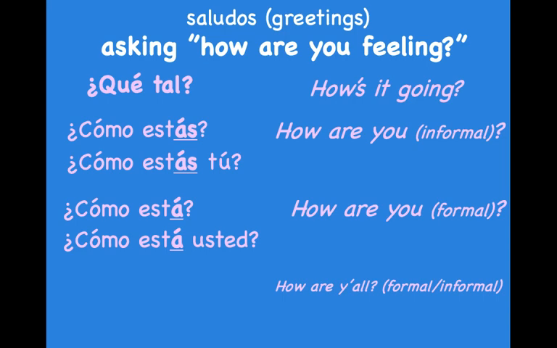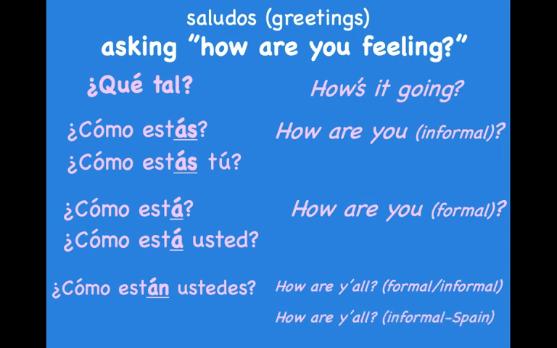¿Cómo se dice how are you all? Formally or informally in most Spanish-speaking parts of the world? ¿Cómo están ustedes? And again, you could drop that ustedes. You could just say, ¿cómo están? If you see your friends walking toward you, they'll know you're asking both of them. How about if you're just in Spain? Informally, how would you say, how are you? ¿Cómo estáis? Vosotros. Or you could drop the vosotros and say to your friends as they're walking toward you in Spain, ¿cómo estáis?